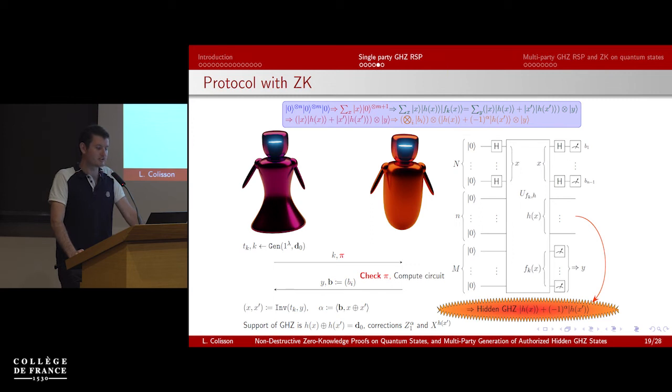Okay, and now what is a protocol with zero knowledge? It's basically the same as before, except that Alice will also add the proof that the K was honestly prepared. So now Bob can check the proof. He can compute the circuit as before, and as soon as the proof is correct, he knows that K is indeed correctly prepared, and that at the end he will produce some sort of digital state.